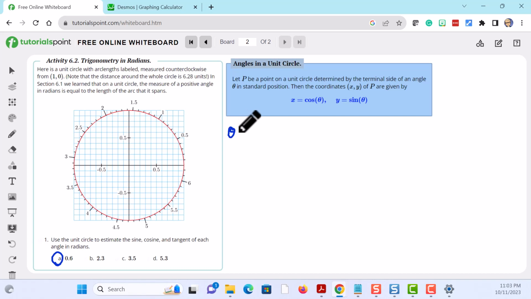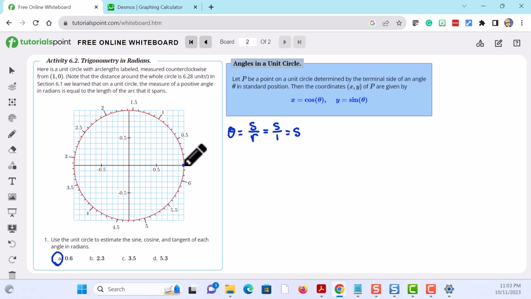Well, we have theta in radians is equal to the arc length divided by the radius. But we're working with a unit circle where the radius is 1, so we get s over 1, and that reduces to s. So measuring an angle is the same as measuring the arc length around the outside of the circle. So in this diagram, it says that we have a unit circle with arc lengths labeled measured counterclockwise from 1, 0.